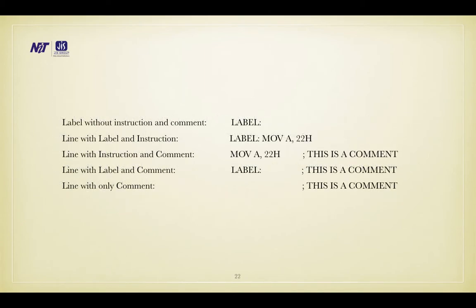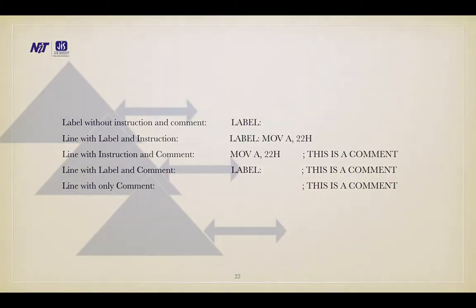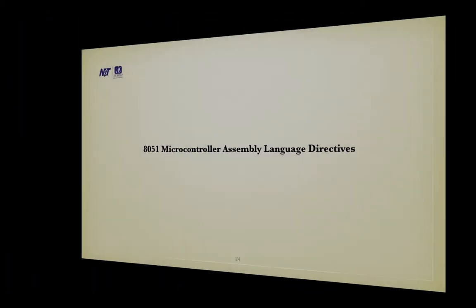Label without instruction and comment. Label colon. Line with label and instruction. Label colon MOV A, 22H. Line with instruction and comment. MOV A, 22H, then semicolon, this is a comment line. Line with label and comment. Label colon, semicolon, this is a comment line. Line with only comment. Semicolon, this is a comment line. There are different structures shown over there.